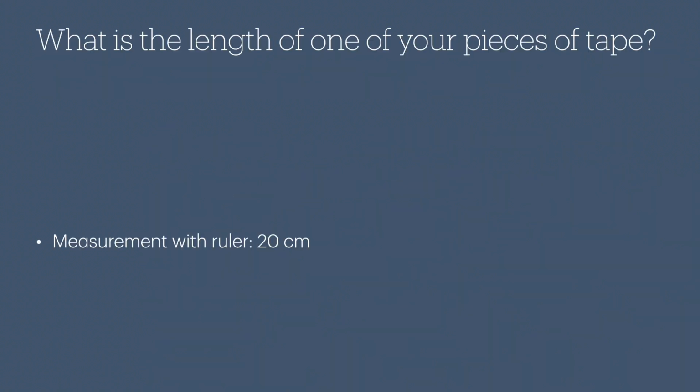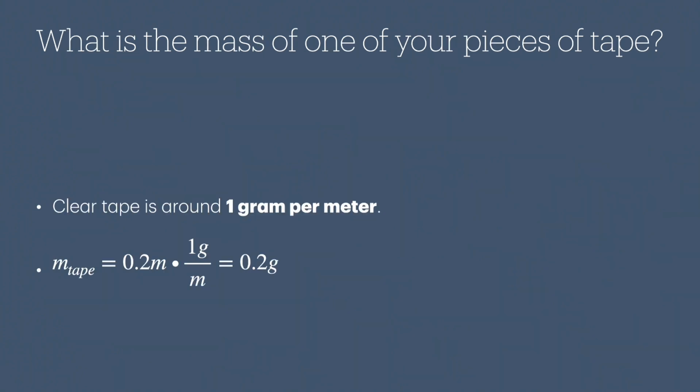Starting with the experiment, the length of each piece of tape is measured to be 20 centimeters. The mass of the tape can be calculated by the density equation, which is m equals rho v. However, in this case, we were given that the clear tape is around 1 gram per meter. So we just multiply the length of the tape by this 1 gram per meter to get the mass of the tape, which is 0.2 grams.